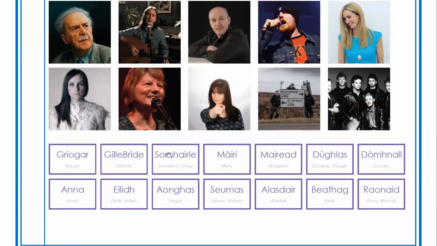And below you'll see a selection of these names to show you how they're spelt. So we have Griogair for Gregor, Gilleasbuig for Gilbride, or Gilbert is often the translation given for that. Somhairle, Summerled or Sorley. Mairi for Mary. Mairead for Margaret. Dughlas, Douglas or Doogie. Dol for Donald.